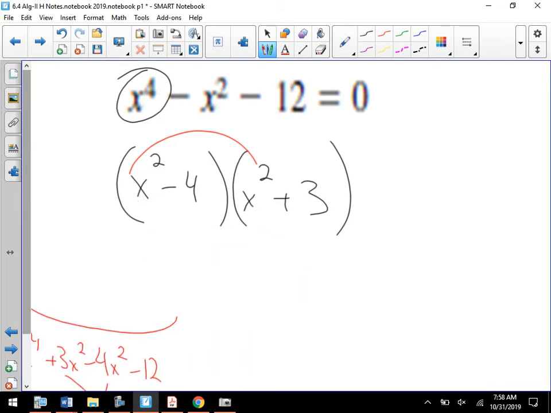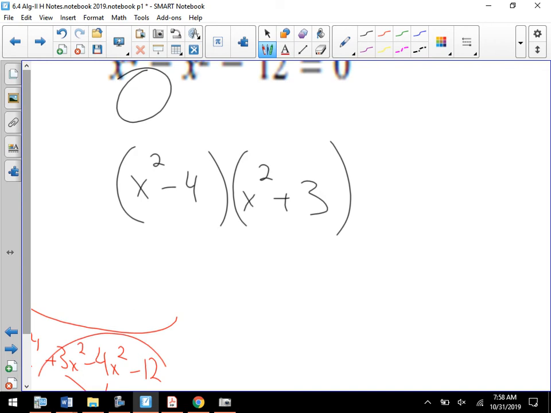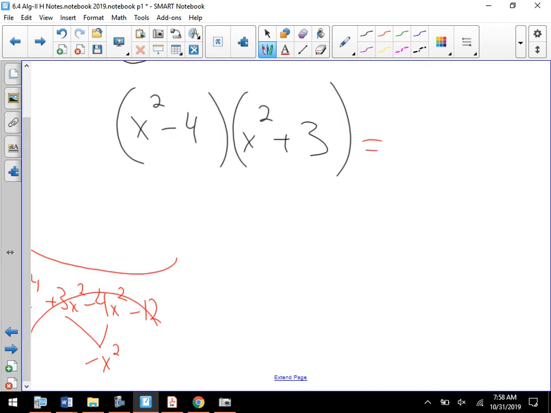Anyway, so back to here. Now, these two are your terms. Just like when we had quadratics, when we had terms, we set our terms equal to 0, and we solved them. We do the same thing here. x squared minus 4 is 0. x squared plus 3 is 0.